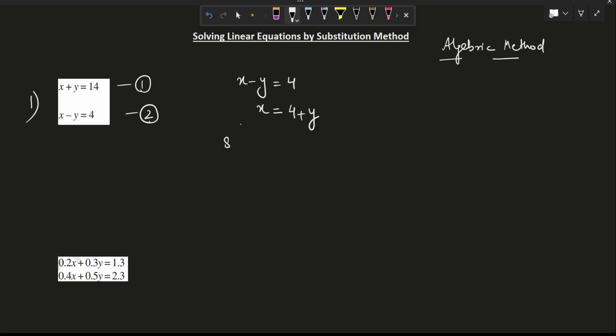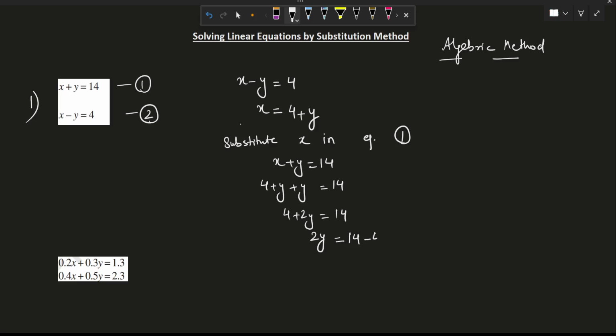Now substitute x in equation 1. Substitute this value of x in equation 1. Equation 1 was x plus y is 14. Now I'll put the value of x as 4 plus y, so 4 plus y plus y is 14. So 4 plus 2y is 14. By using simple transposition, I have to solve it. So 14 minus 4 will be 2y is equal to 10. So from here I'll get y is equal to 10 divided by 2, which is 5. I got the value of y as 5.